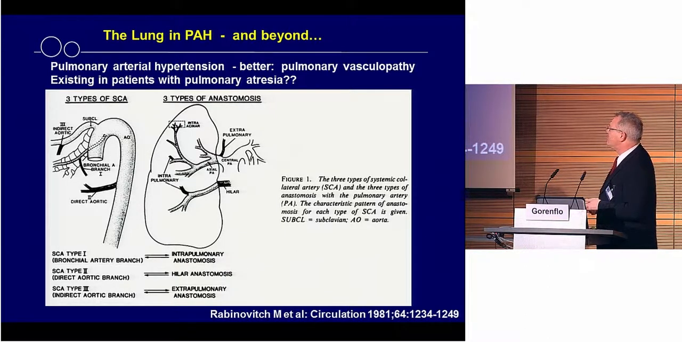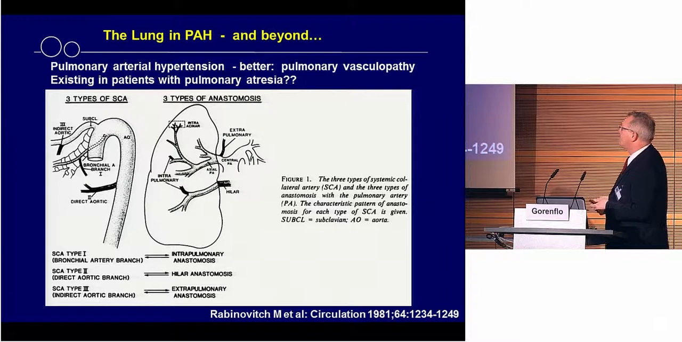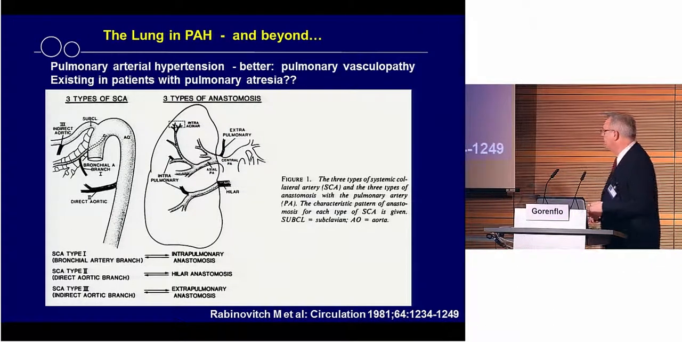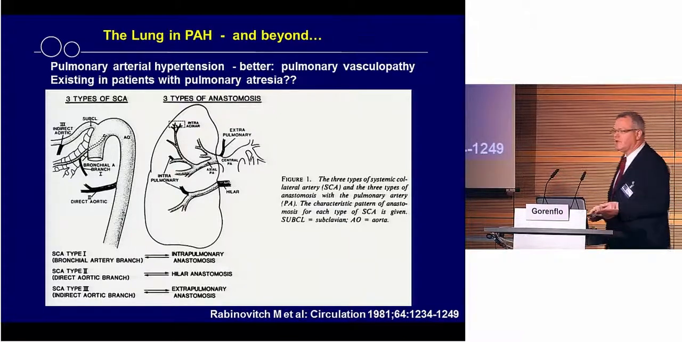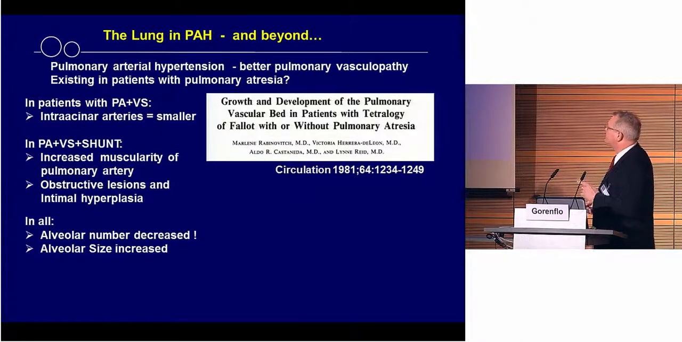We deal with different types of arteries, and we deal with different types of anastomosis to the lung. So we have the bronchial arterial system, we have direct aortic branches, and we have indirect aortic branches that all have their specific anastomosis: the bronchial artery to the interpulmonary anastomosis, the direct aortic branch most likely to the hilus, and the indirect aortic branch to the extrapulmonary anastomosis on the periphery. And this is known already for more than 30 years. And let me come back to what that means to us.